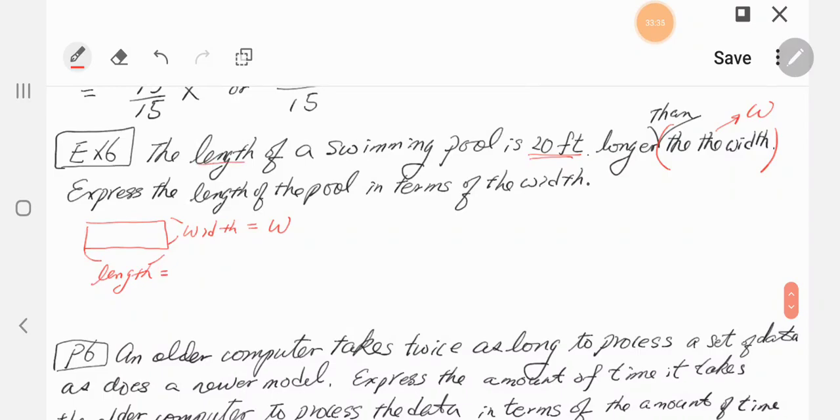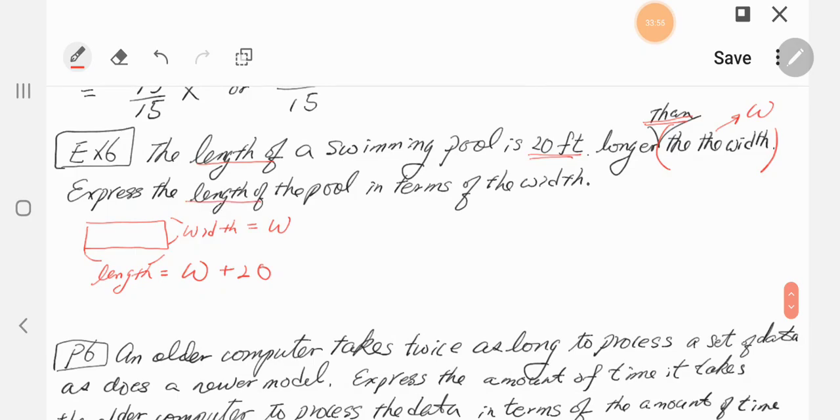The length of the swimming pool is 20 feet longer than the width. Longer than the width. Is it 20 plus W or W plus 20? Always write the second part first. There is a than, right? So this should be W plus 20. So this is the right expression. Express the length.